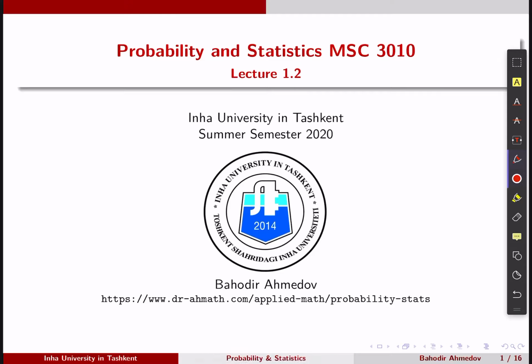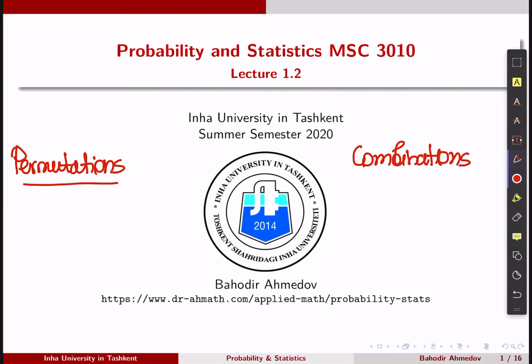In this lecture, we're going to talk about the combinatorial analysis. We are going to introduce one of its most important rules or formulas called the general counting rule. And also, we're going to talk about two more important formulas. One is called the permutations, and another is called the combinations. And also we're going to talk about their differences.